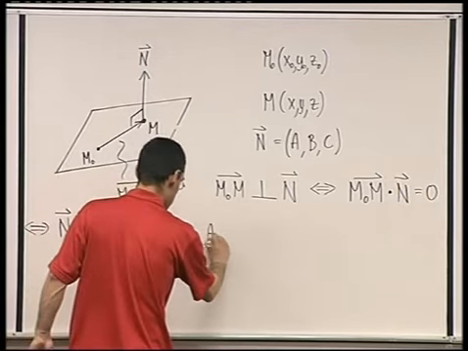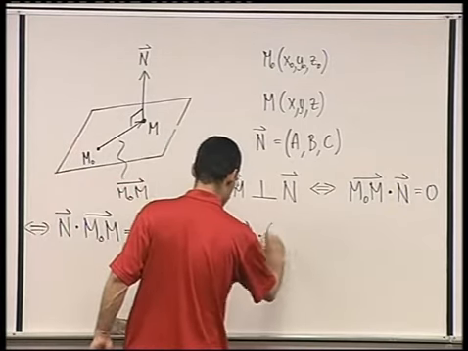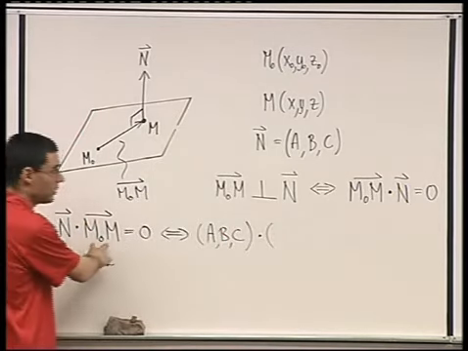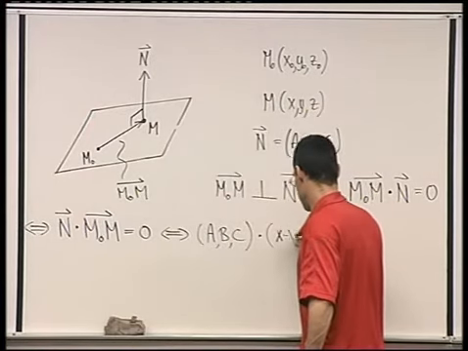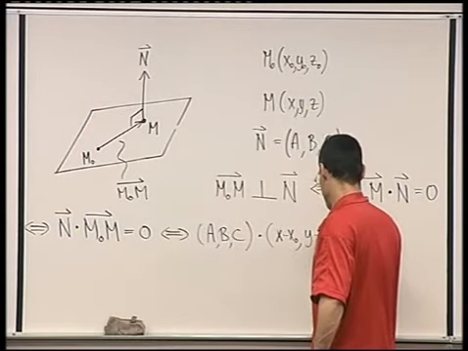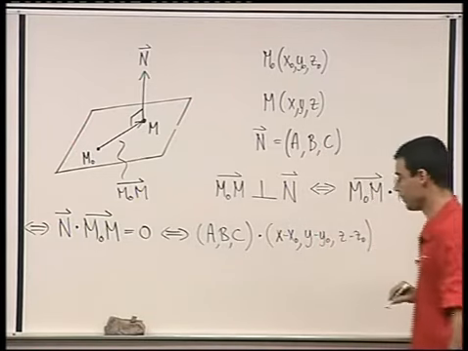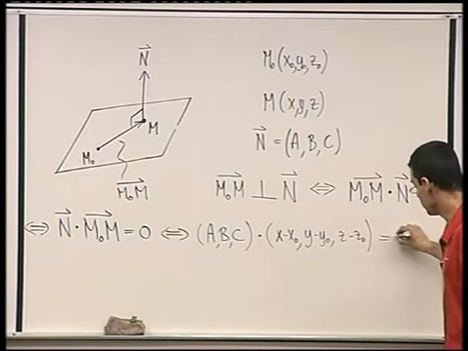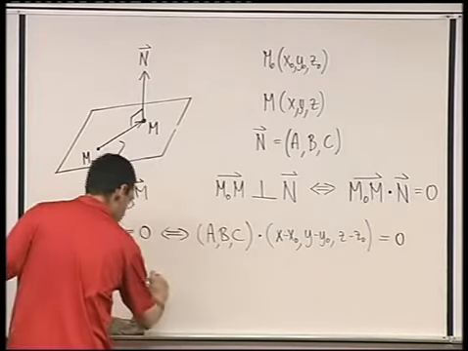So N is ABC dot. What is M0M? How do I find a vector connecting 2 points? We did that. It's x minus x0, y minus y0, z minus z0. Those are the components. Do you agree? And this should equal 0. So what do we get? We get the equation of the plane.